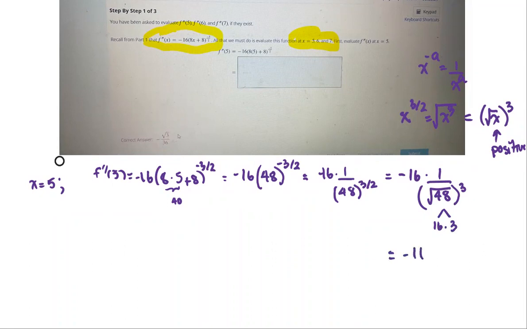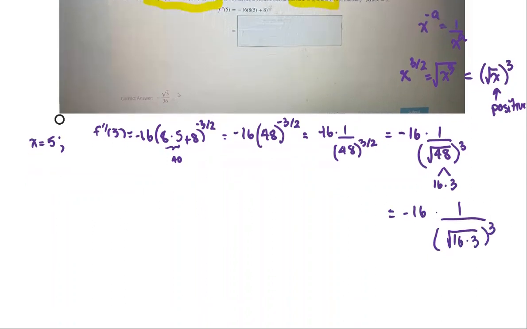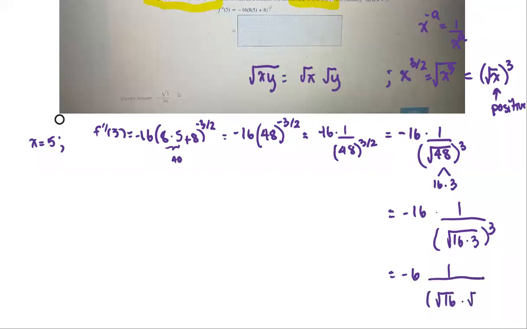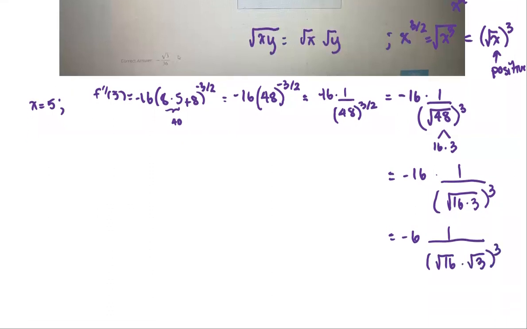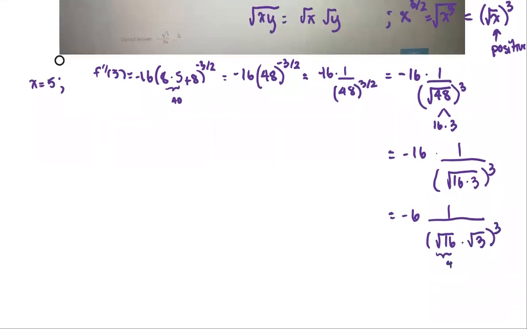The number 48 is 16 multiplied by 3. So we can simplify a little bit more as the square root of 16 times 3, to the power 3. And with another property, the square root of x times y equals the square root of x times the square root of y, we apply it to the denominator as the quantity square root of 16 multiplied by square root of 3, to the power 3. The square root of 16 is 4. Now we get negative 16 multiplied by 1 over the quantity 4 times square root of 3, to the third power.